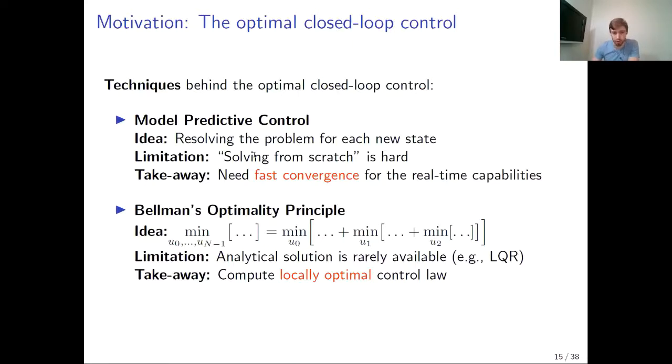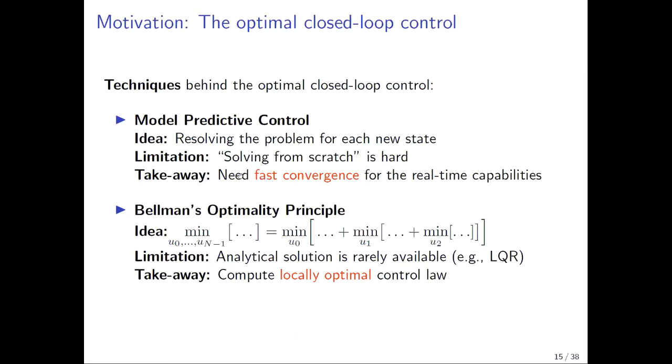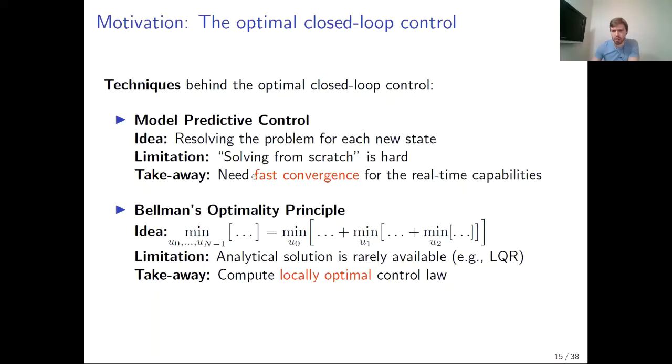However, an obvious limitation: solving from scratch is hard. And we usually need fast convergence for the algorithm we use to provide the real-time capabilities of the overall scheme. However, there is another approach, which is the Bellman optimality principle. It allows us to express an optimization problem formulated in control inputs as a series of nested problems of similar structure. It has another limitation: an analytical solution is rarely available.